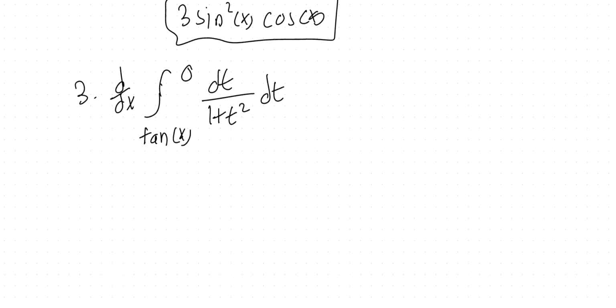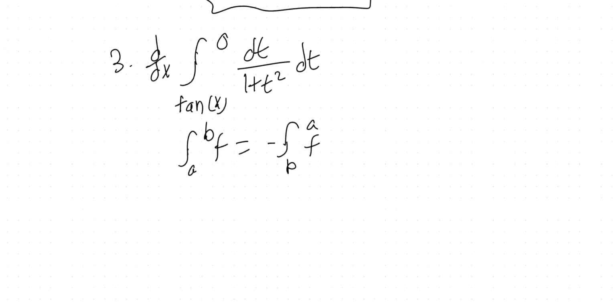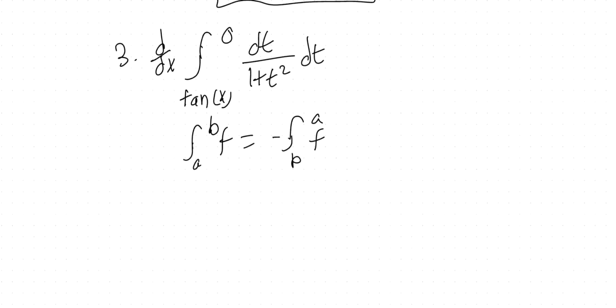So remember our rule that says this. We're going to use this to our advantage. So our d/dx stays the same. I will now add a negative here. Our bounds will now switch.